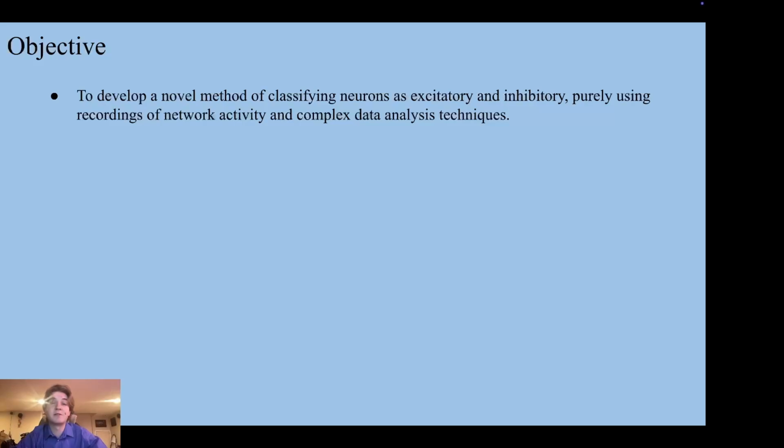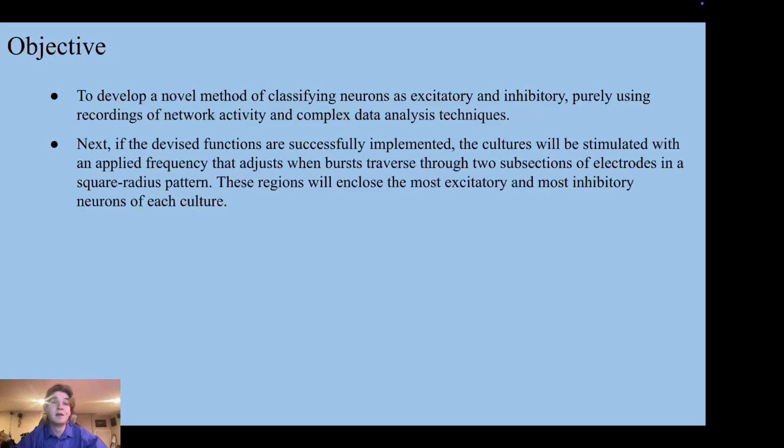That's why it was my goal to develop a novel method of classifying neurons as either excitatory or inhibitory, purely using recordings of network activity and complex data analysis. Then, if the functions were successfully implemented, the method should be used in an experiment to display its viability. The experiment is referred to as the frequency game, where cultures are continually stimulated and respond by sending bursts to certain areas of the MEA chip that enclose the most excitatory and inhibitory neurons. The cultures can then adjust the frequency of stimulation.